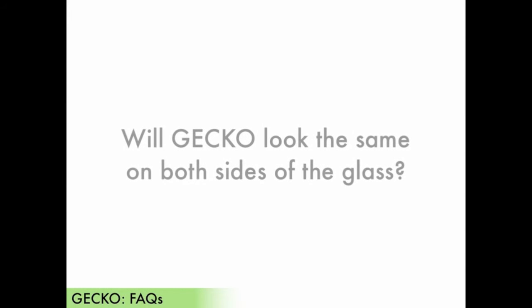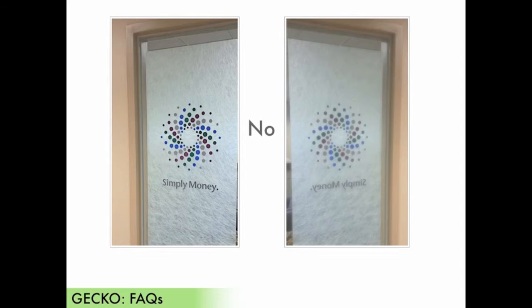Will gecko look the same on both sides of the glass? The answer to this question is no, because on one side of the glass, the gecko is on the surface, and on the other side, you're viewing gecko through the glass, and it will look slightly different. However, when gecko is applied correctly, the difference in aesthetic is significantly minimized.